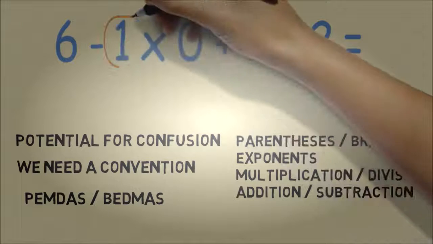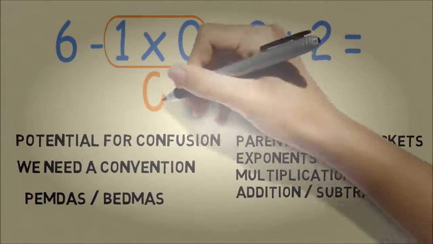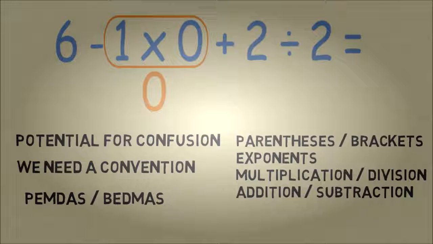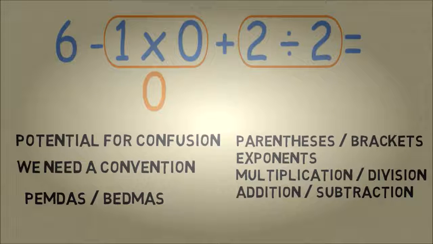So for our problem, there's a multiplication, 1 times 0, which needs to take precedence. That evaluates as 0. Then there's a division of 2 divided by 2. That evaluates into 1. And finally we go left to right. So 6 minus 0 plus 1 is equal to 7. So the correct answer to this expression is 7. And that's what we got in Wolfram Alpha and Google.